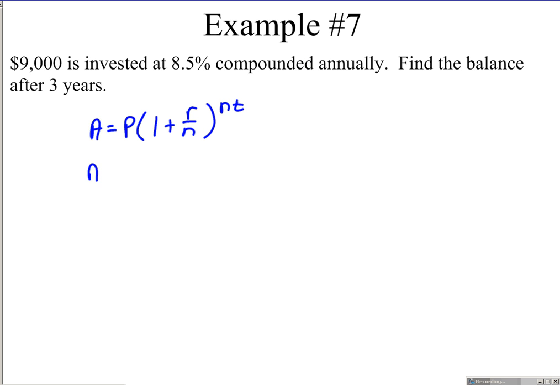So now plug in what we know. We know that we're investing $9,000 at a rate of 8.5%, which is 0.085. It is compounded annually. If something happens annually, how many times per year does it happen? Just once. Raised to the nt power, we want to know the amount after 3 years in this case, so that's why we plug in 3.